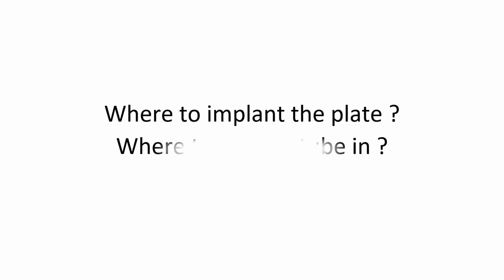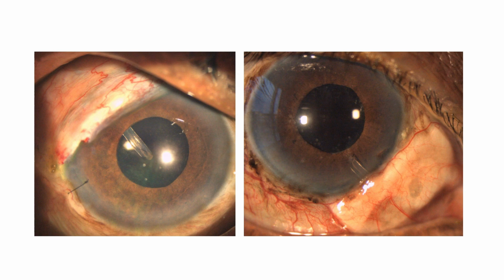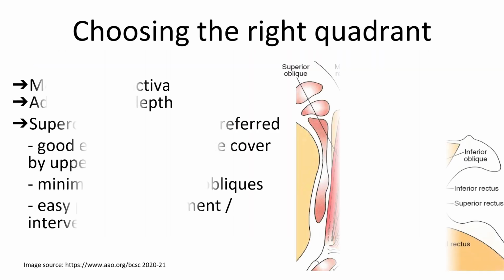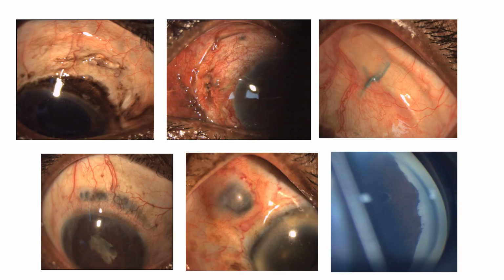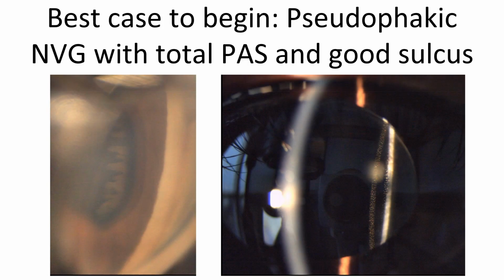Superotemporal and inferonasal quadrants are the most preferred locations to secure the plate of the GDD. Superonasal is the least preferred due to its close proximity to the optic nerve. Inferotemporal quadrant can be utilized, but it is not a great option cosmetically. Superotemporal is the best place to implant a GDD. However, location depends on pre-existing pathologies like conjunctival scarring, scleral buckle, scleral thinning, and high myopia.